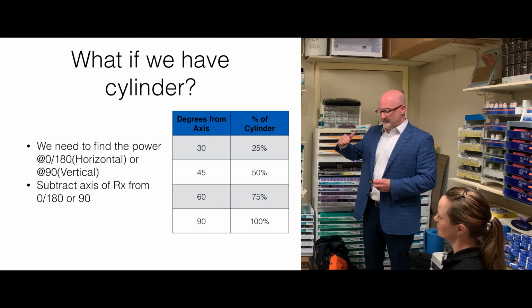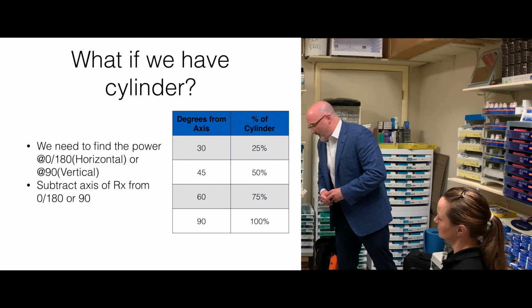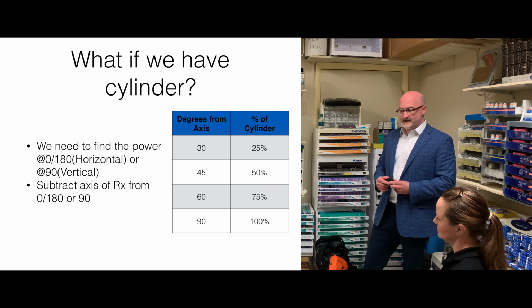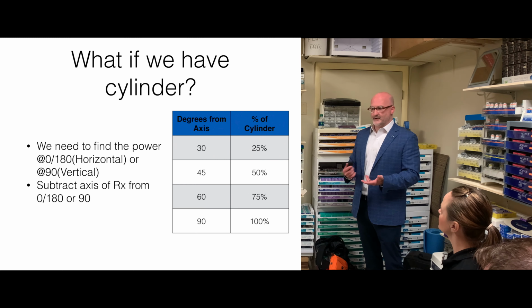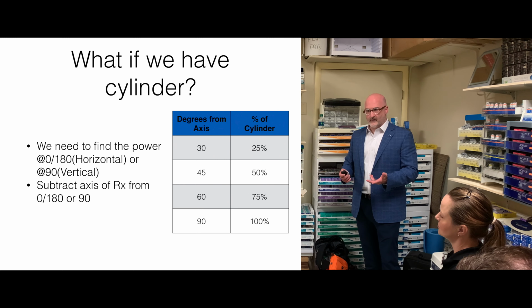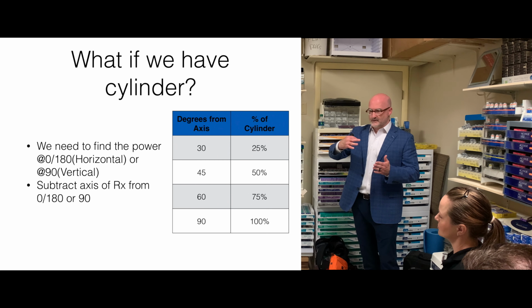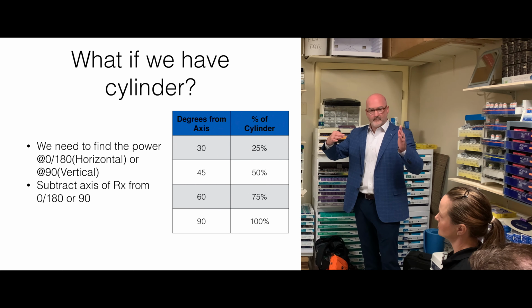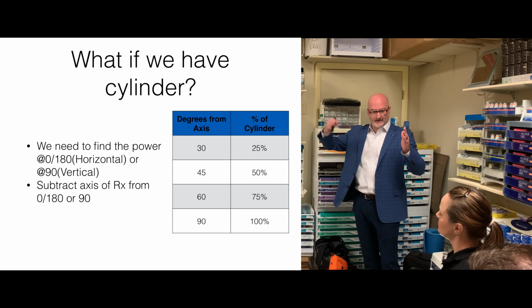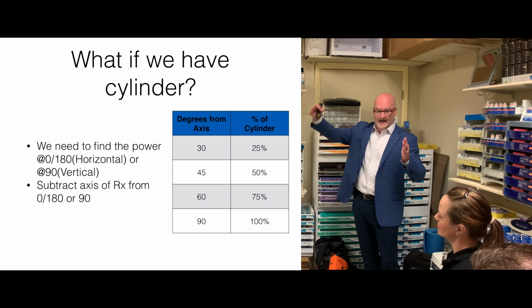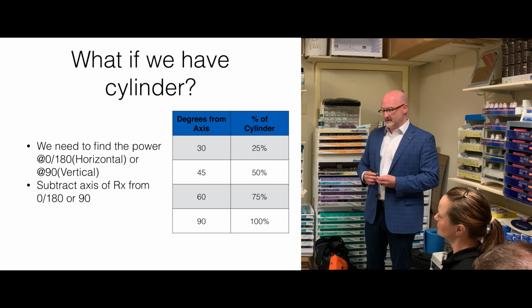Bear with me? So 45 is 50%. 60 is 75%, and then 90 is 100%. We know 90 because we might transpose our cylinders back and forth, right? So if we have a -1 plus 2, we're going to add that plus 2 to the sphere, where we're going to get +1, -2, and then we're going to change our axis 90 degrees because our full cylinder acts 90 degrees away from the axis.